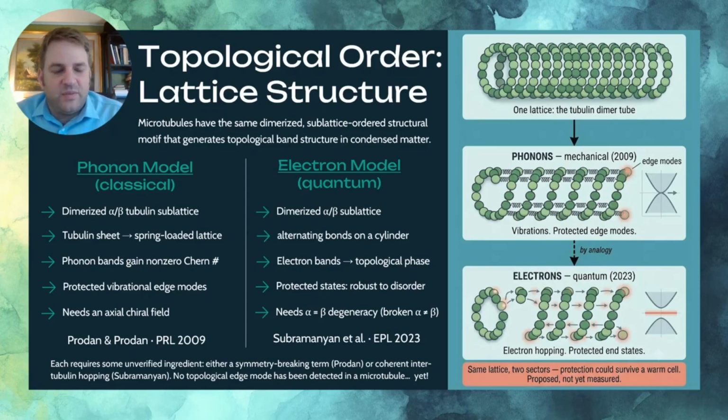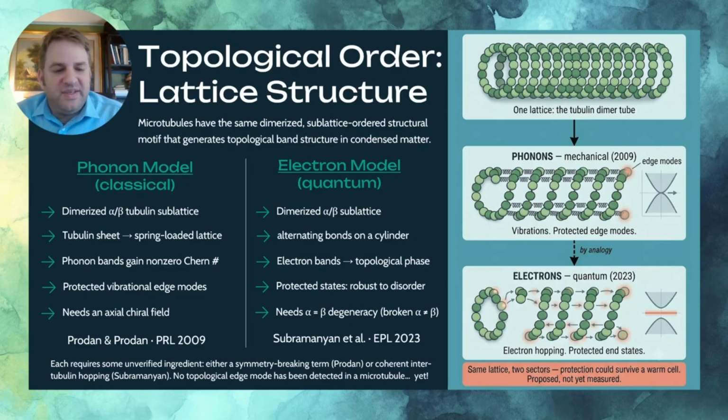If you imagine rolling a sheet of tubulin dimers up into a microtubule, and they're all attracted to each other, and they can kind of vibrate against each other back and forth. So Prodan and Prodan have proposed that phonon bands can gain a non-zero Chern number that give it interesting topological effects and what are known as protected vibrational edge modes.